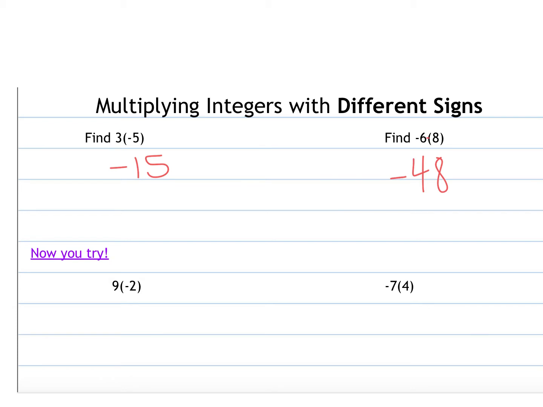9 times -2. Well, 9 times 2 is 18. And the signs are different, so that means our answer is going to be negative. Last one, 7 times 4 is 28. Signs are different, so our answer is negative. So anytime, again, a positive times a negative equals a negative, and a negative times a positive equals a negative.